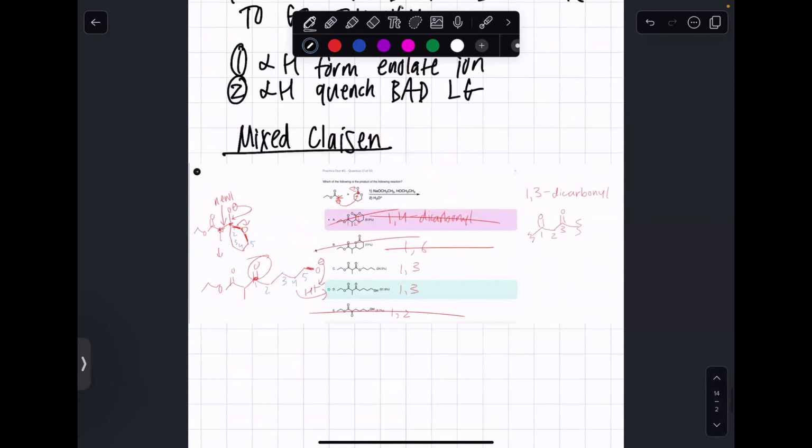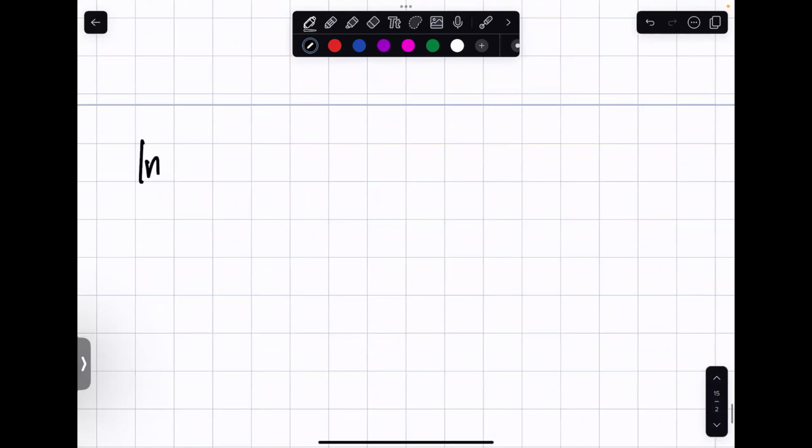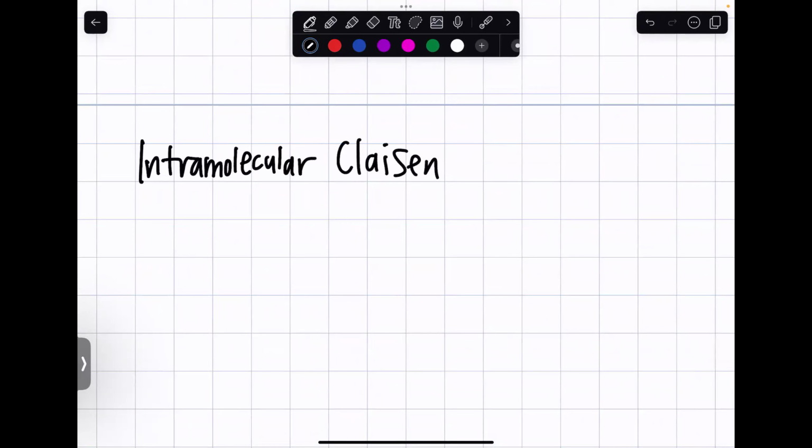Okay, I'll send you guys these notes too for you to review after. Intramolecular Claisen, aka Dieckmann condensation.